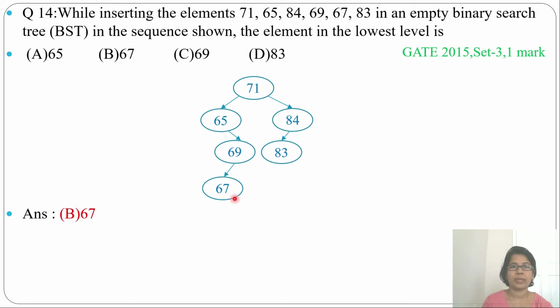So in case of binary search tree insertion, the first element will always be the root and the other elements you just compare. If it is less than, then it will be the left child. If it is greater than, that will be the right child. So you just follow the rule and insert. So here the answer is 67.